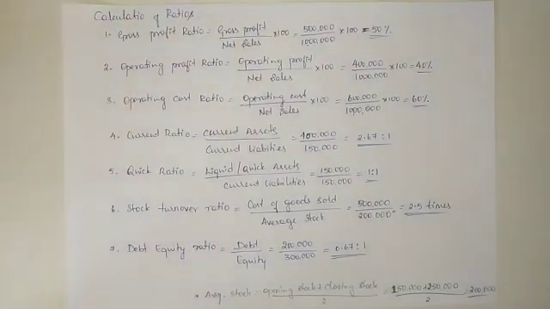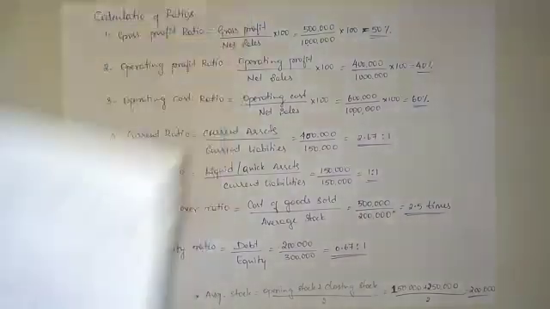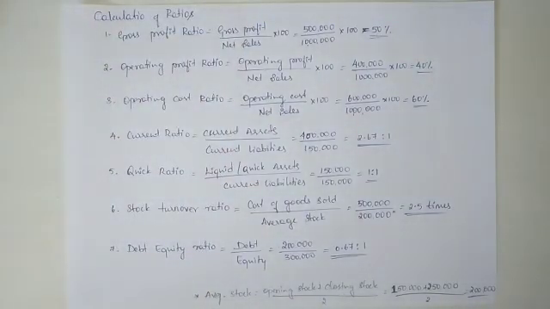Gross profit in the problem, which we have calculated, is rupees 5 lakh, and the net sales is rupees 10 lakh. So gross profit divided by net sales, 5 lakh divided by 10 lakh into 100, you will get 50%. Next, operating profit ratio. This is also calculated in the problem. Operating profit is rupees 4 lakh, net sales is rupees 10 lakh. So operating profit ratio is 40%.